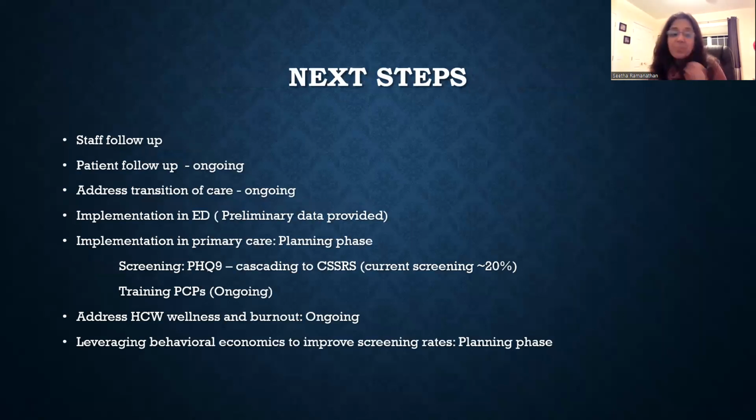So what are our next steps? We said we'll check in with staff. We'll check in with our patients. Did this help you? We will address transitions of care. And then now we're going to go to the implementation in the ED and primary care physicians. Obviously, we have to address healthcare worker wellness and burnout. And we are now working on trying to leverage concepts from behavioral economics to improve screening rates. And this is in the planning stage. We still have to get the video done. I'm going to show you some preliminary data on that.